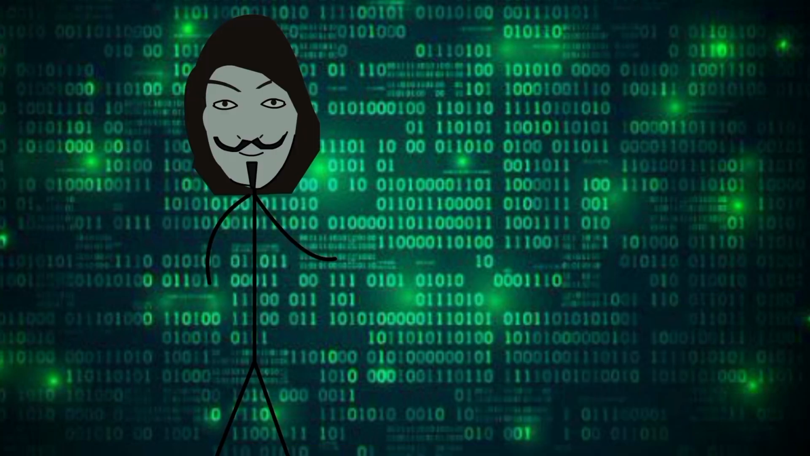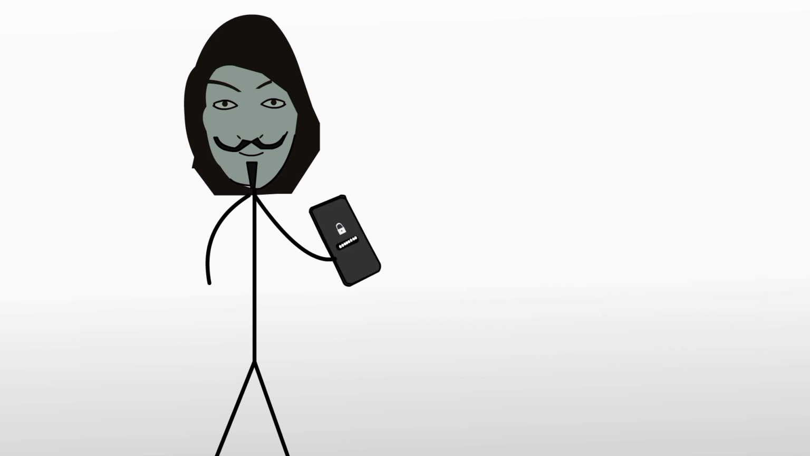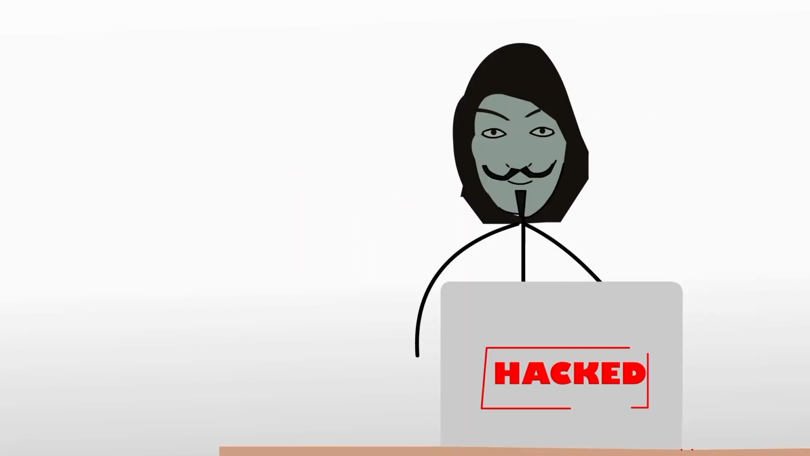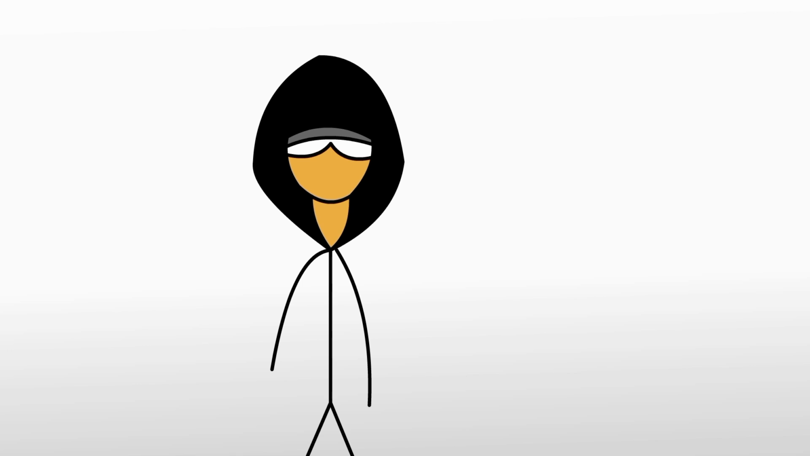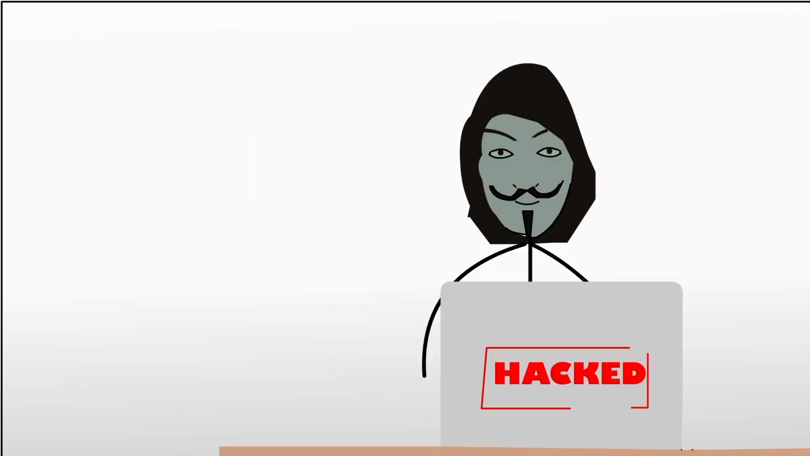When credential stuffing fails, they move to brute force attacks. Modern GPUs can crack an 8-character password with mixed characters in minutes, but hackers rarely wait that long. They target the low-hanging fruit first, then move to more sophisticated methods. But here's what's really scary. The next method doesn't require any technical skills at all.